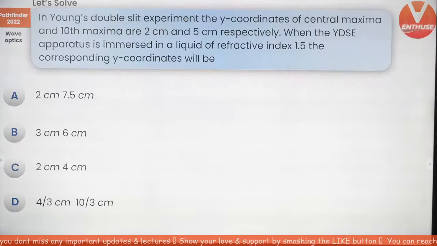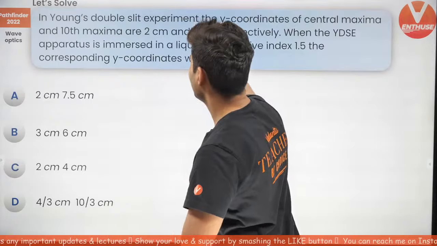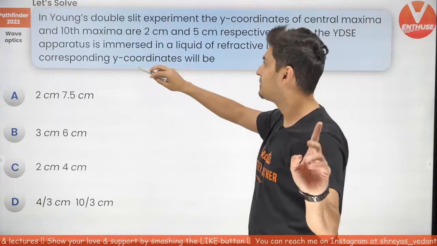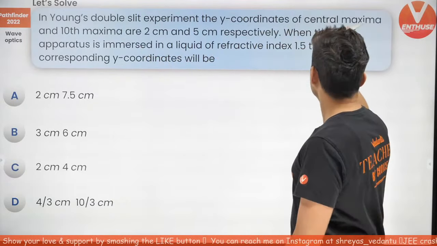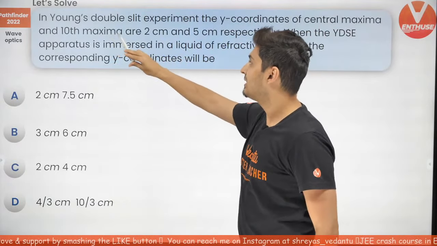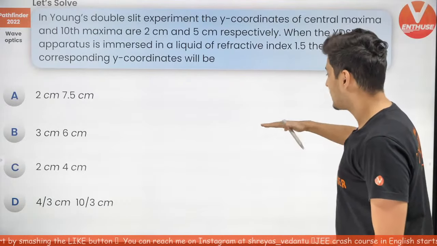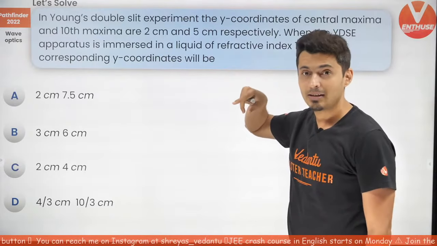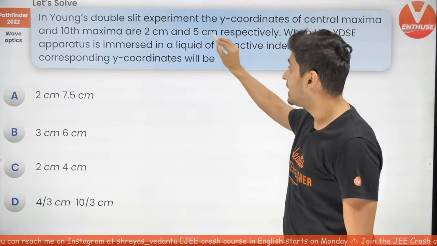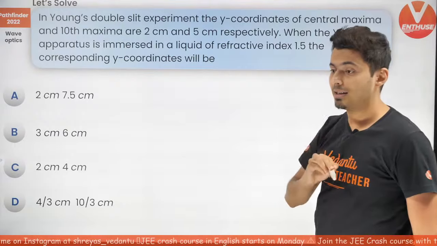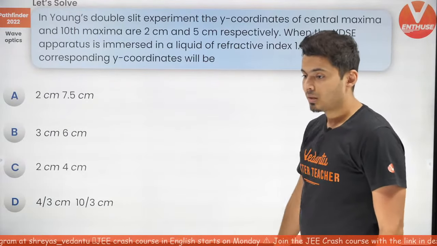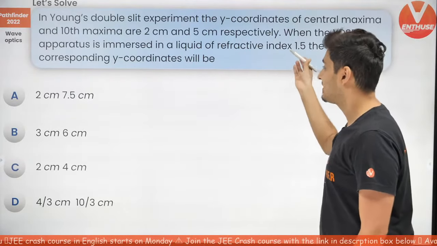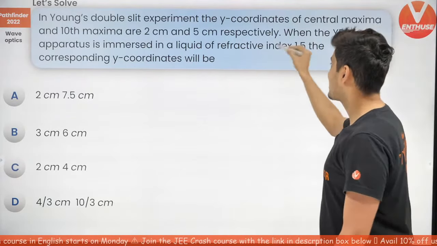So let's get going with the next question coming up on your screen. In Young's double slit experiment, the y coordinate of the central maxima, many students are going to make a mistake. I can visualize this. Central maxima is 2 centimeter and 10th maxima is 5 centimeter. So 0, 1, 2, 3, 4. So 0th maxima is at 2 centimeter. That means origin is different. And the 10th maxima is at 5 centimeter. The question is basically what will happen if you immerse this setup in a liquid of refractive index 1.5.